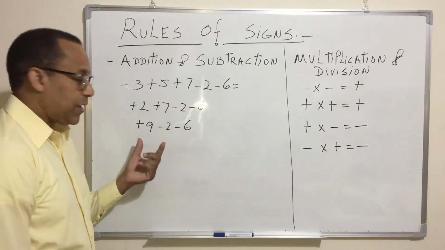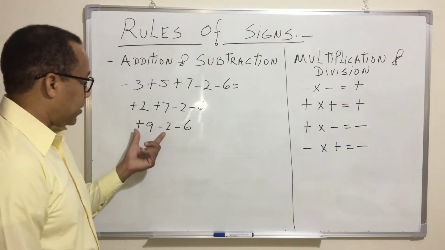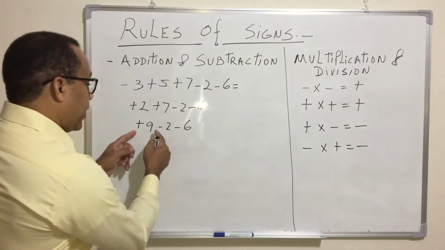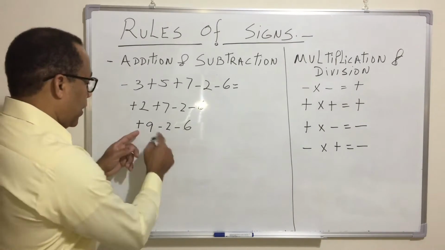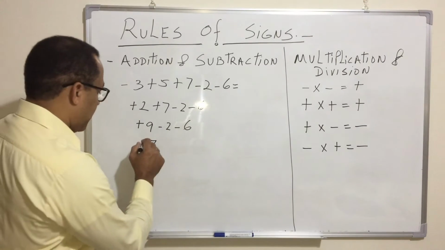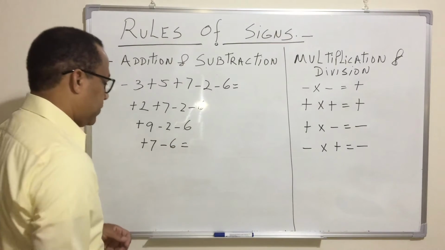Using the rules of signs, the signs are different, I subtract the numbers. So 9 and 2 subtracting, this will be 7. And I copy the sign of the greatest of these two numbers. And 9 is greater than 2, and the sign for 9 is positive, so this is a positive 7. And I bring down the minus 6 equals.